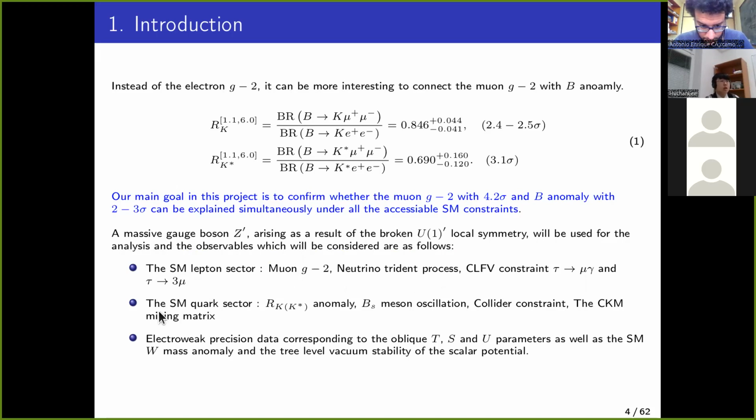In the standard model quark sector, we will consider the B anomaly, K meson oscillation, collider constraints, and the CKM mixing matrix. And finally, we will also consider the electroweak precision data corresponding to the oblique T, S, U parameters, as well as the W meson anomaly and the tree-level vacuum stability of the scalar potential.